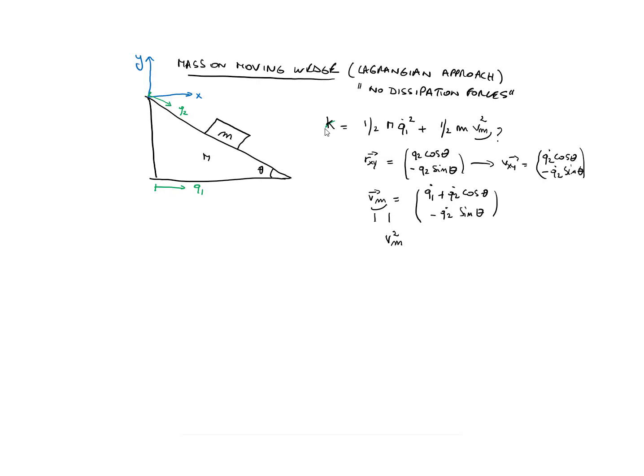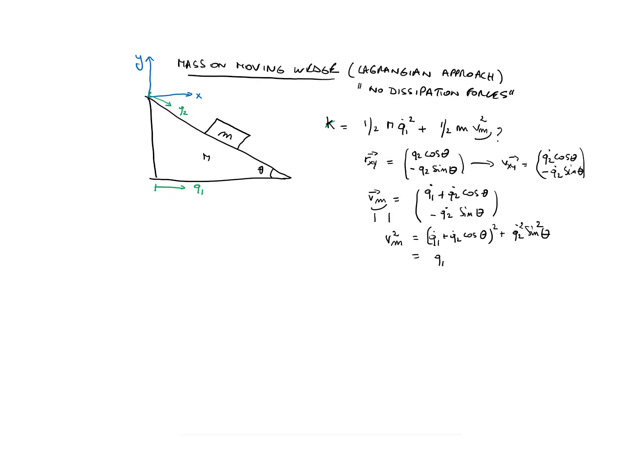Okay, so let's continue. How can we compute the magnitude squared? Well, it's q1 dot plus q2 dot cos theta squared plus q2 dot sine theta squared. Well, the square, I'll put the square here also. It's the whole thing that has to be squared. So let's do the math.